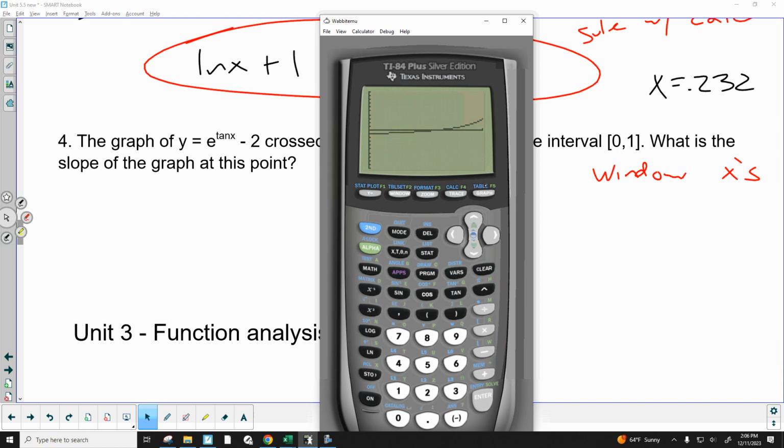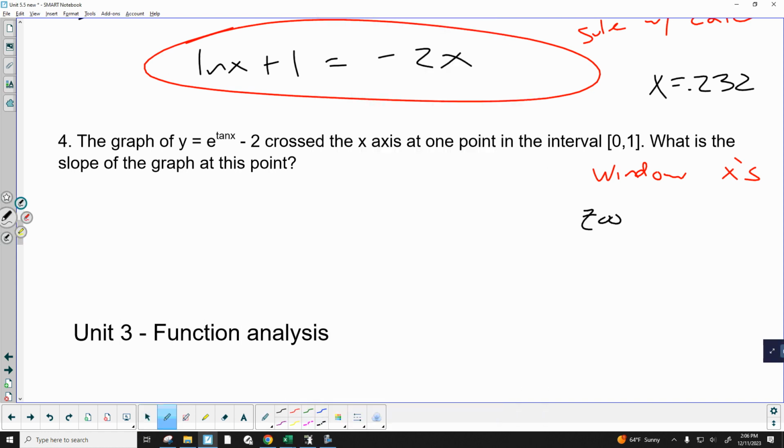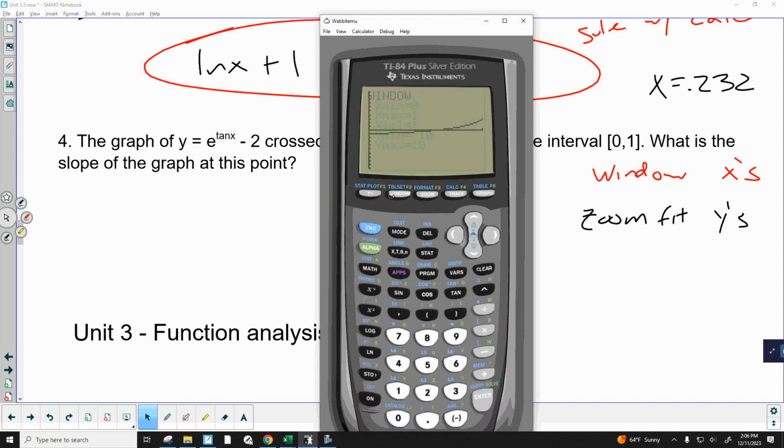but it's good. So let me introduce you something that might help you in the future. Zoom fit will automatically adjust your y's based on what you select your x's to be. So I adjusted my x's to be 0 to 1. Go to Zoom. Zoom standard is the negative 10 to 10 normal window that you're used to. If you ever want to go back to a normal window, use Zoom standard. You go to 0 and you get Zoom fit. Zoom fit adjusts your y's based on the x's you select. We'll use this more later.